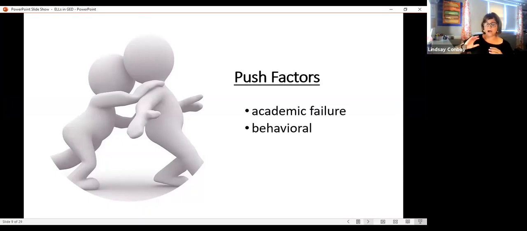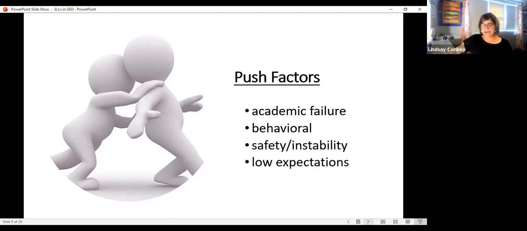And so sometimes school just doesn't feel like the right place for them. They're adjusting to a new country, a new culture, and they're not quite sure where they fit in. And this can come out in many different ways. Then we also have safety and instability, and that's just within the school community, and they may not feel safe in school. And then the one that makes me the most sad, I'm sorry for being subjective there, is low expectations of teachers and administrators.